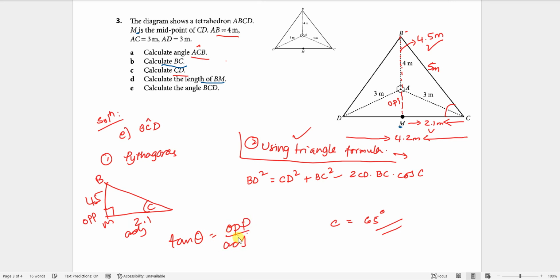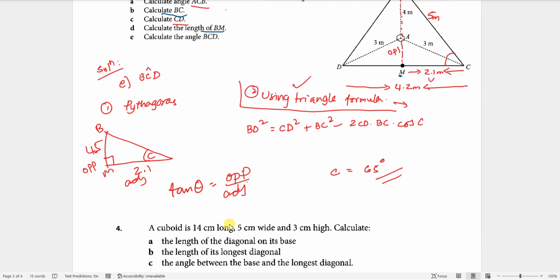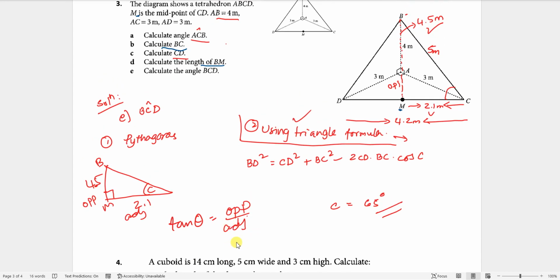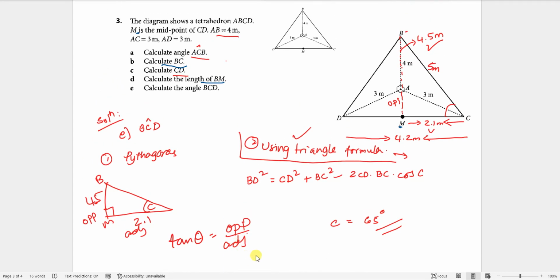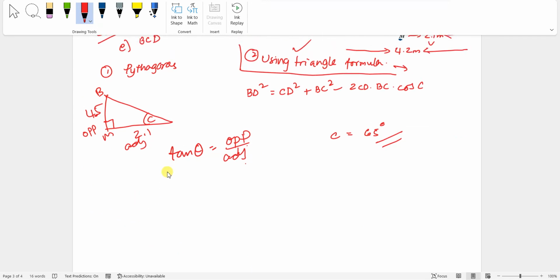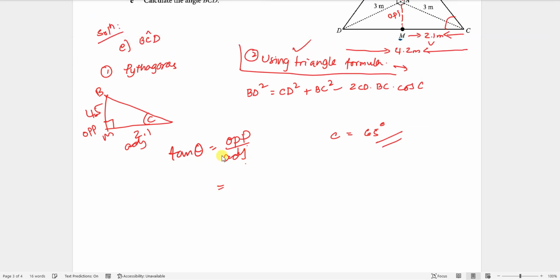Okay, so we can write opposite is 4.5 divided by adjacent is 2.1, tan theta. So theta is equals to tan inverse 4.5 divided by 2.1. So we'll get theta is equals to 65 degrees.